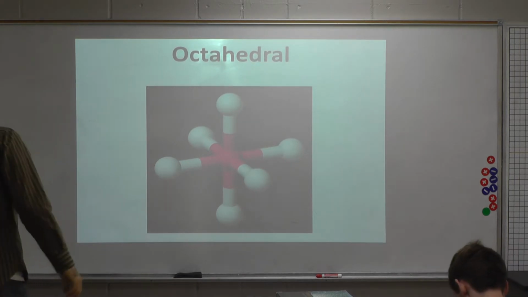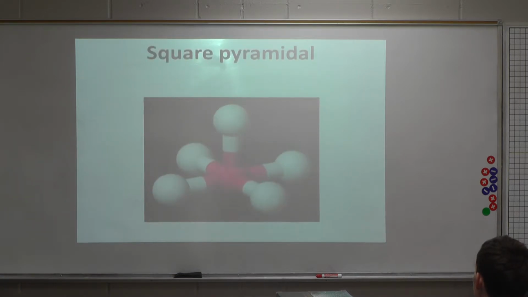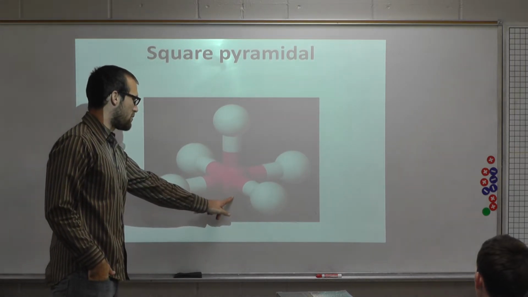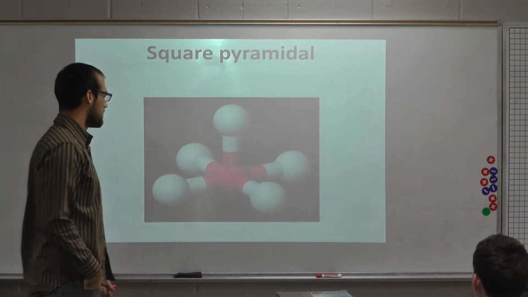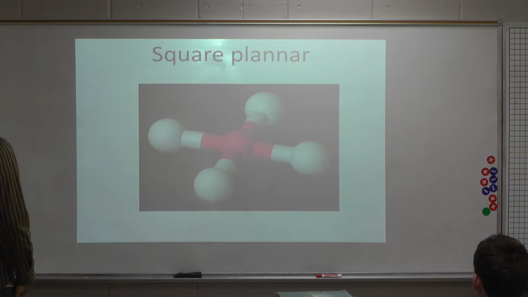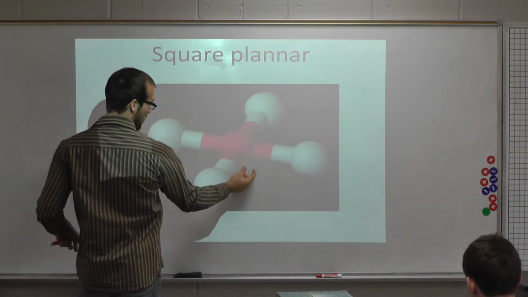Alright, so there are some shapes here just for your enjoyment from a three dimensional standpoint. There's your little octahedral shape. There's your square pyramidal, and so your lone pairs would be on the bottom. And those actually repel more than bonded pairs. That's why you see the biggest angle there. Square planar, you're going to have electrons on the top here and lone pairs on the bottom.